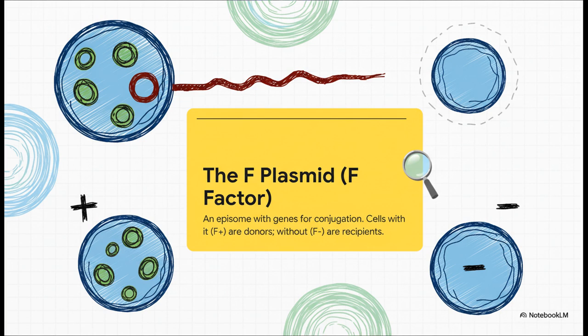Well, the key player here is a special kind of plasmid called the F plasmid, or the fertility factor. A plasmid is just a small circular piece of DNA that exists separately from the main chromosome. The F plasmid is a specific type called an episome, which means it has the ability to either exist on its own or integrate itself into the bacterial chromosome. Most importantly, it contains all the genes needed for conjugation, including the genes to build a structure called a sex pilus. A cell that has this F plasmid is called F+, or F plus, and it can act as a donor. A cell that doesn't have it is called F-, and it acts as the recipient.